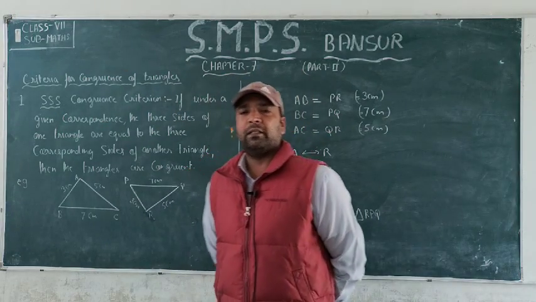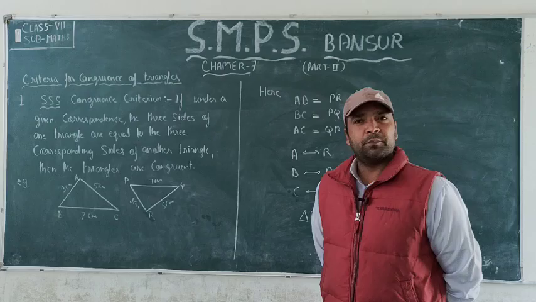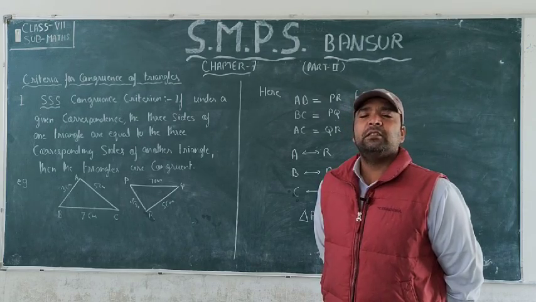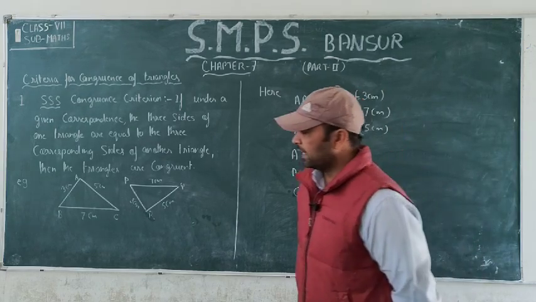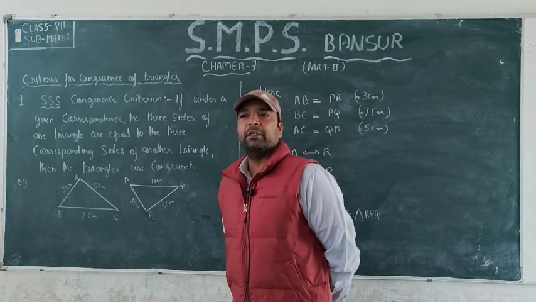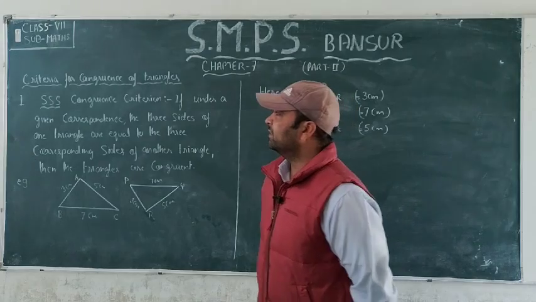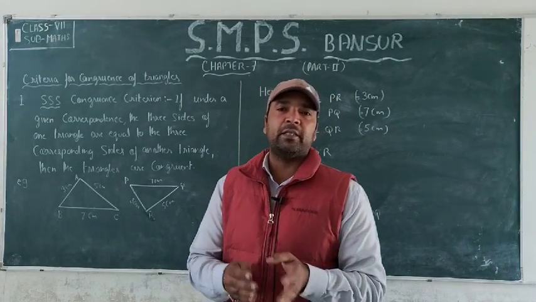Good morning. Welcome back to online study, chapter number 7, 7th class mathematics. This is the second video of chapter number 7. In the previous video, we have seen the introductory part and we have completed exercise 7.1. Now, in this video, we will discuss criteria of congruence of triangles.